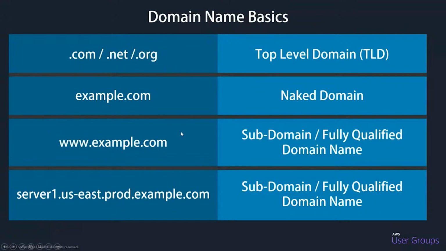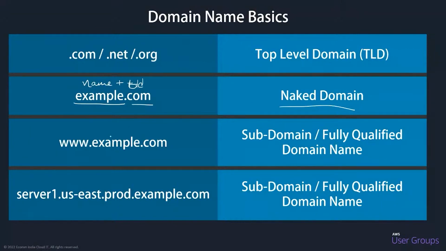Okay, some of the domain name basics here. There are different levels when you talk about domain names. There is something called top level domains. These are your .coms, your .nets, and your .orgs, right? Like the last bit of your domain names. These are known as TLDs, or top level domains. Then you have something called the naked domain, which is basically the name plus the TLD. There is a reason it's called a naked domain, which I'll explain in a second.